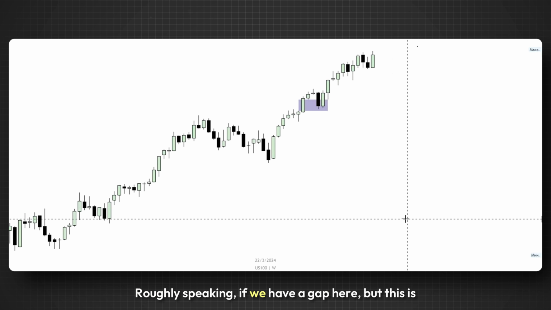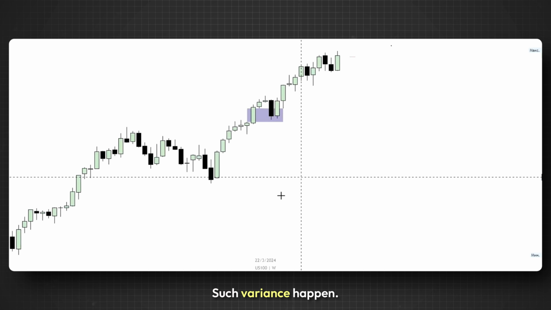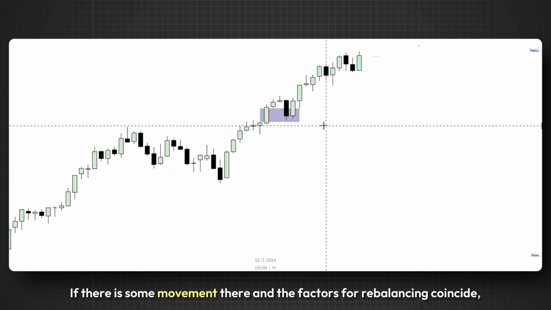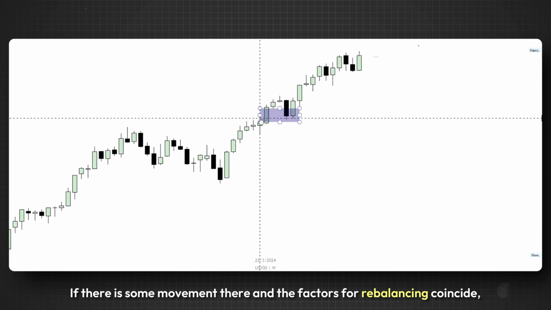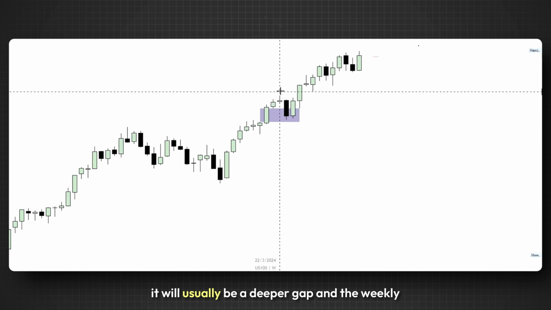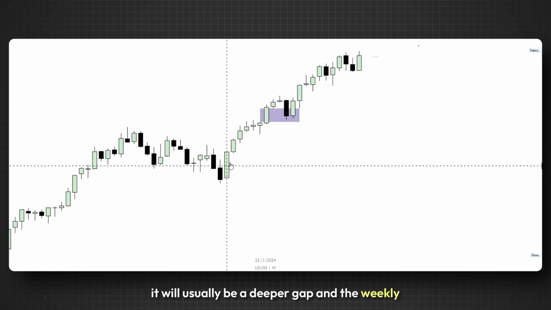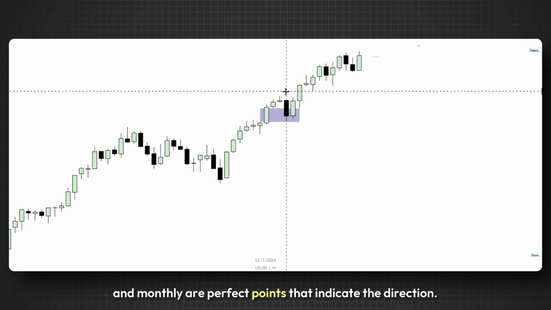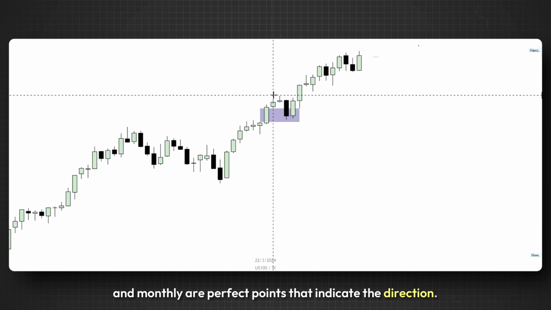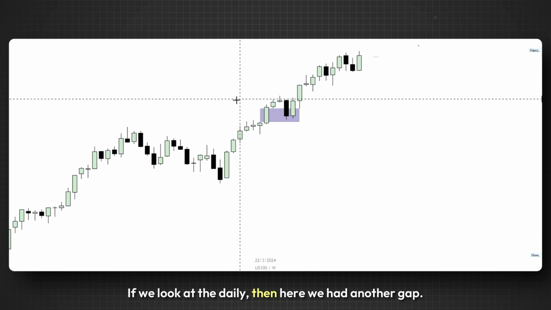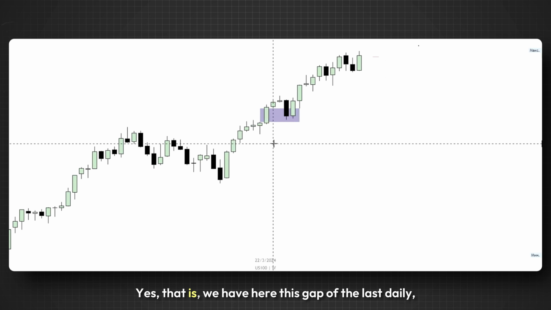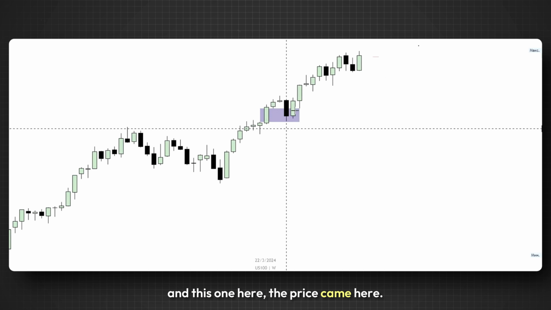Roughly speaking, if we have a gap here, but there is no movement there, positions are gained, the price just touched and flew away. Such variances happen. If there is some movement there, and the factors for rebalancing coincide, it will usually be a deeper gap. And the weekly and monthly are perfect points that indicate the direction. If we look at the daily, then here we had another gap. That is, we have here this gap of the last daily, and this one here, the price came here.